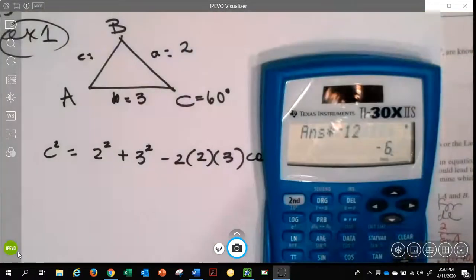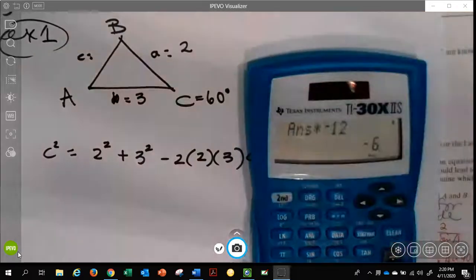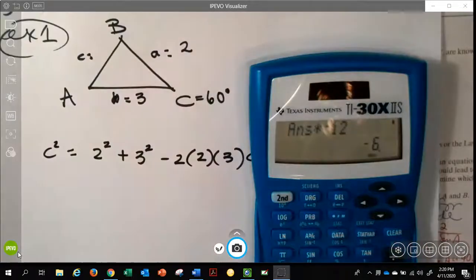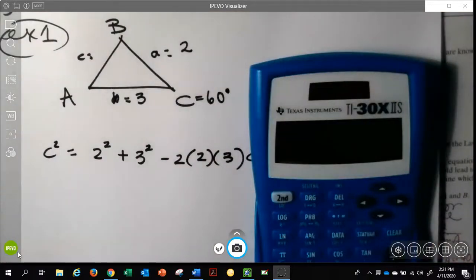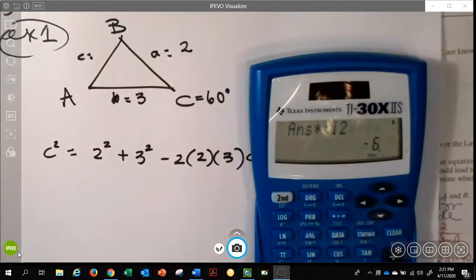Let me cut my light off for just a second and see if that helps. No, it doesn't. I'm going to cut one other light off. Just a minute. But now you can't see my screen. Okay. We'll just go with a glare like we're in class.